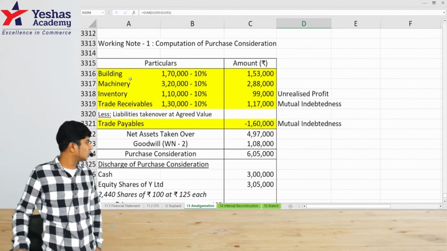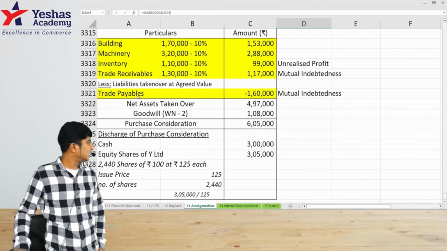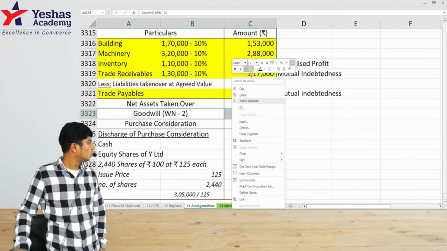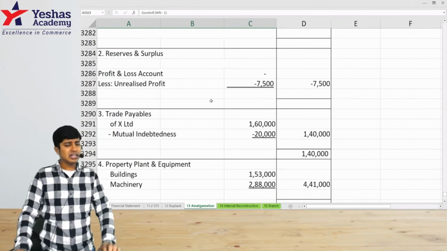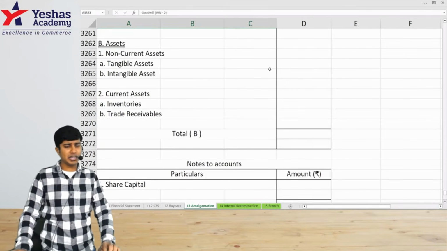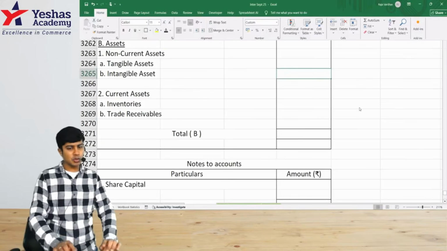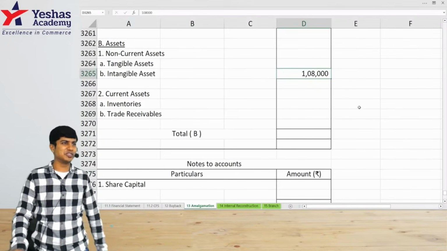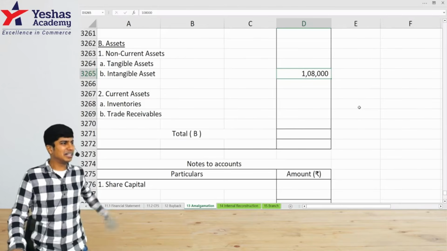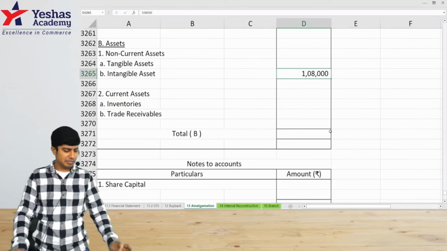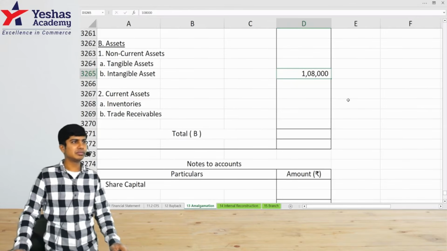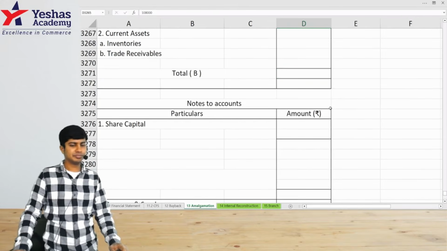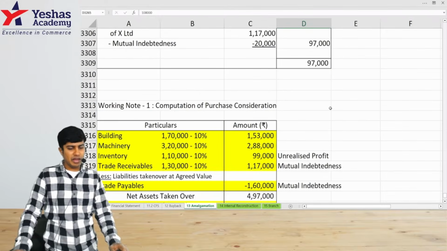Come back to assets taken over, everything done. Net assets already done. Goodwill, how much is our goodwill now? 1,08,000. Shall I write it as intangible assets straight away in the balance sheet? Yeah, there is a possibility that some of you might have written 1,08,000 goodwill minus unrealized profit 7,500. Got it? But this is the ideal way of presentation. That might still make your balance sheet tally. You might just lose on 1 mark if you do that. Instead of 14, you might get 13. Then what do we have next?